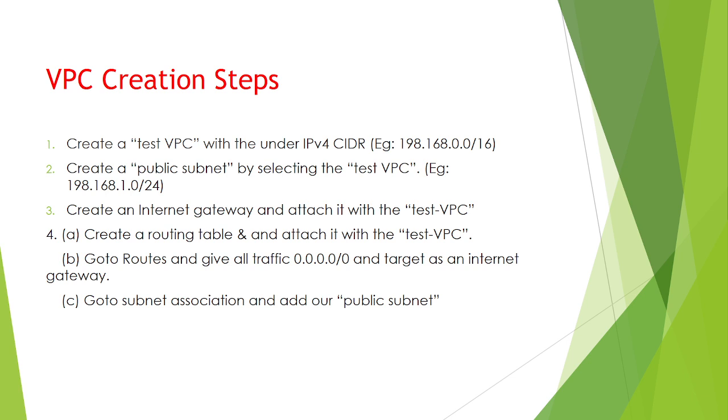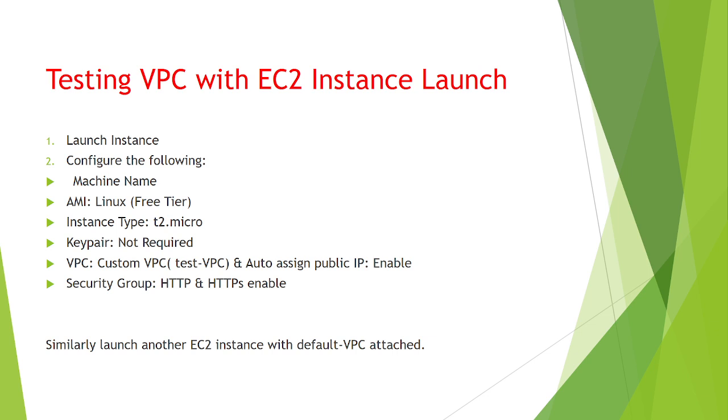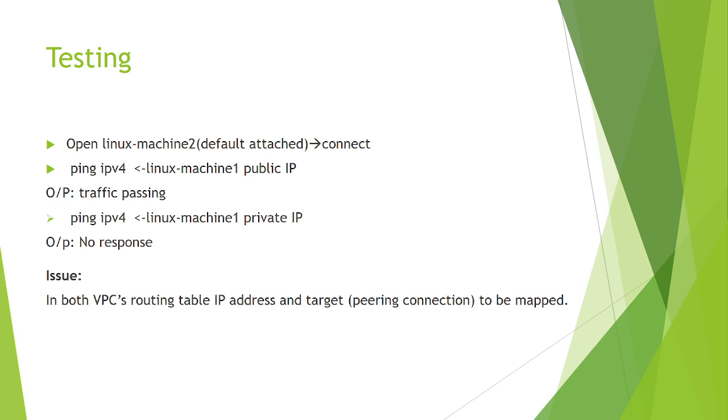And these are the steps to be followed. First, I want to create a VPC, then configure the subnet, then the gateway, then the routing table, and the subnet associations. And I should launch the EC2 instance with the following configuration: the machine name, AMI type, and instance type t2.micro, key pair not required. You first do it with the custom VPC. Later you have to do the same for the default VPC also.